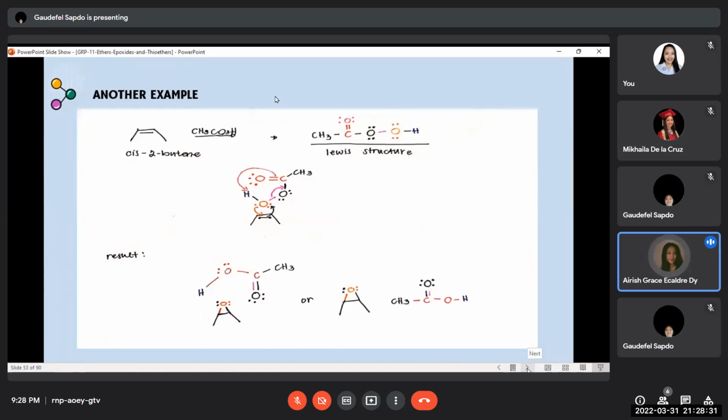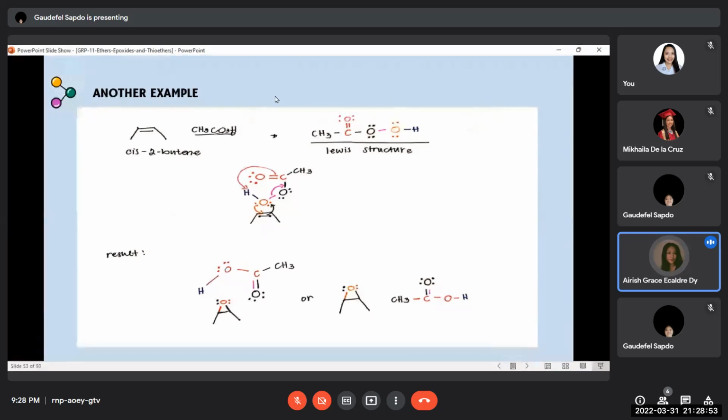we have to break the double bond on the other side. On the other side, here in the CO that has the red ball pen, and form a bond that connects the red oxygen to the blue hydrogen atom. As for the result, it can be seen in the picture. Next slide, please.